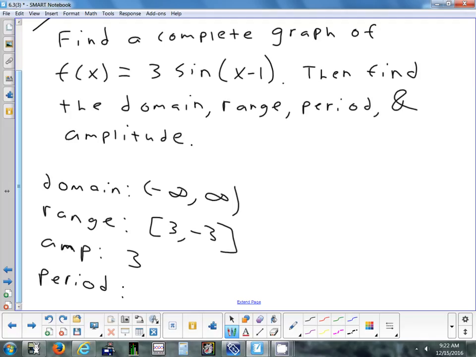Pi over 1. Okay, this is the number. This is b in this case. It's just a 1. So the period is just 2 pi. Can anybody think of a case where the range and the amplitude wouldn't involve the same numbers?